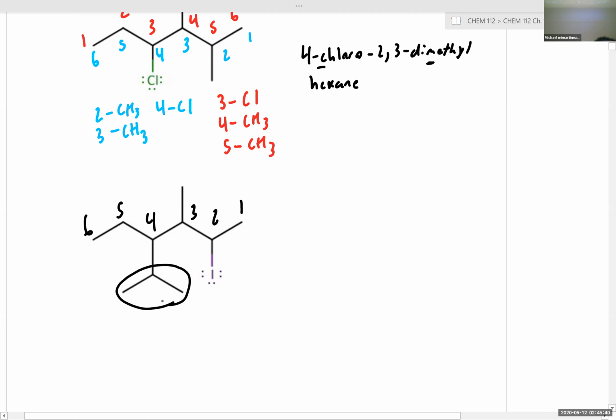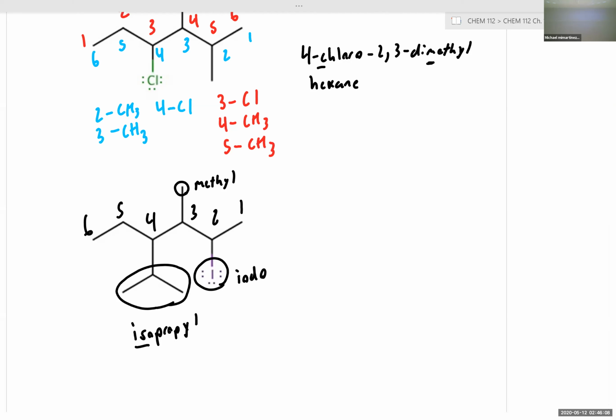Naming each of our substituents. So this group is an isopropyl. This group is a methyl. And we have an iodo functionality. So we'd name this as, so in terms of ordering, do we count the iso prefix in the name? Do we count the iso prefix?